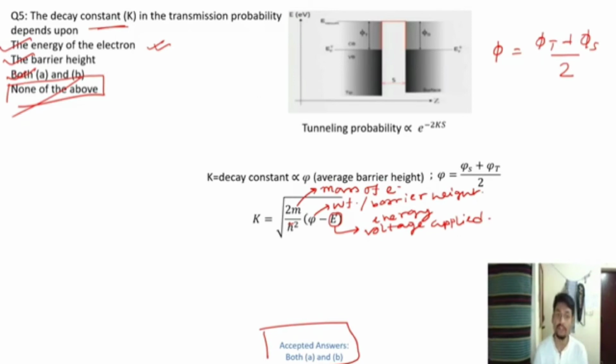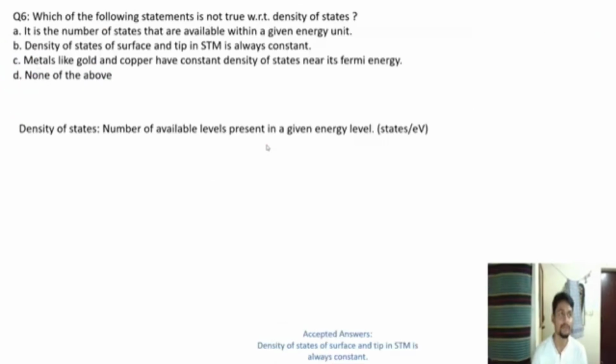Obviously, density of states is also going to determine the transmission, not the probability. That is the tunneling current. That is also discussed in the second question. So what will be the answer? The energy of the electron and the barrier height. That means both A and B.